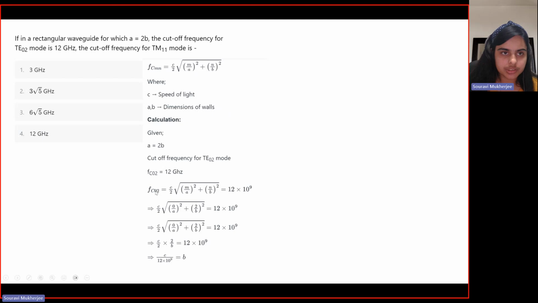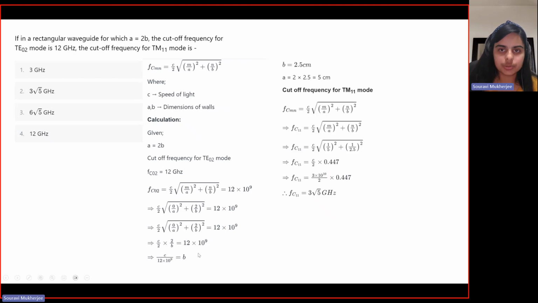And you can put this value M equal to 0, N equal to 2. And from here try to find the value of B. Now, once you find the value of B, you can find A. And now you can again put in the same expression and try to find the cutoff for the other mode. So this would be the answer. So they're very straightforward questions, making use of the concepts and formula that we just derived.